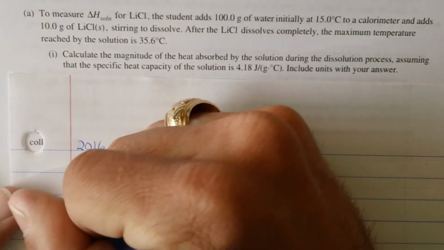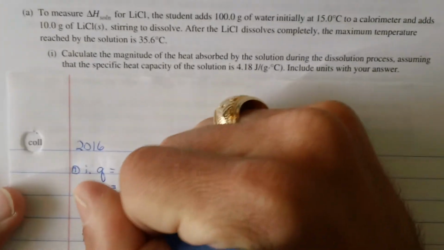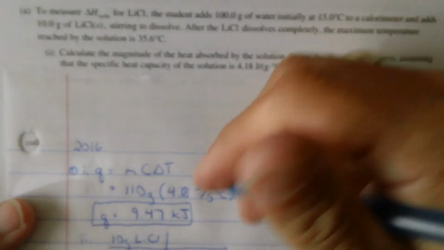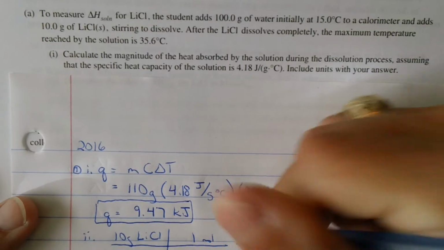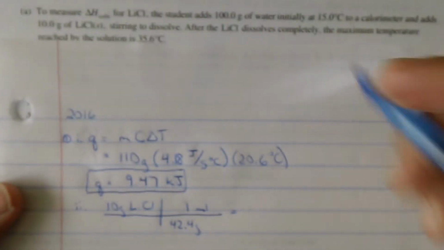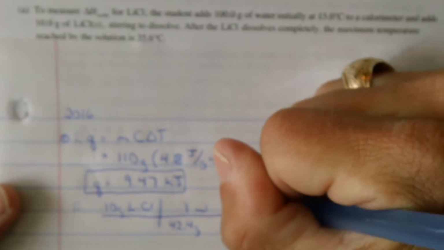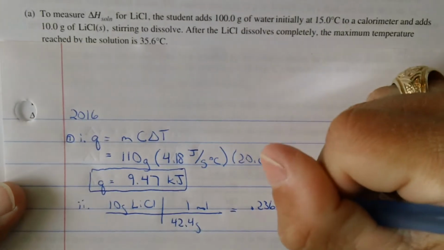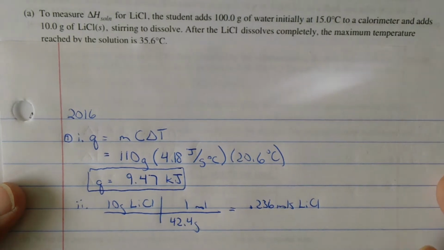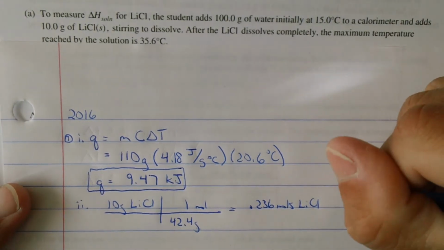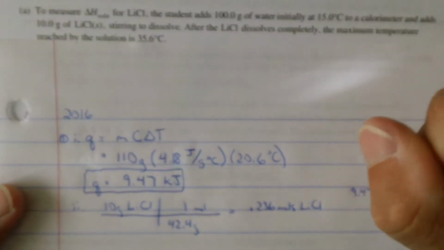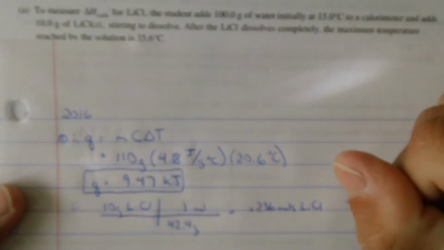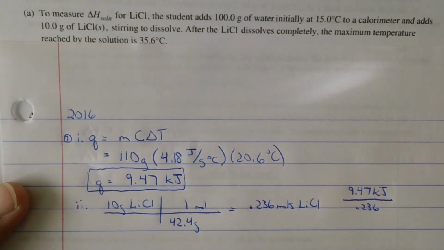So in part 2 we've got to take our 10 grams of lithium chloride and we've got to turn it into how many moles of lithium chloride we are dealing with there. And so we add them above the periodic table, 42.4 grams per 1 mole. And that gives us 0.236 moles of lithium chloride. And so easy enough, 9.47 kilojoules, how much heat energy is given off, divided by the number of moles that are dissolved there.